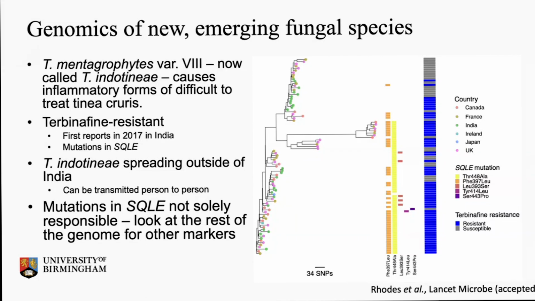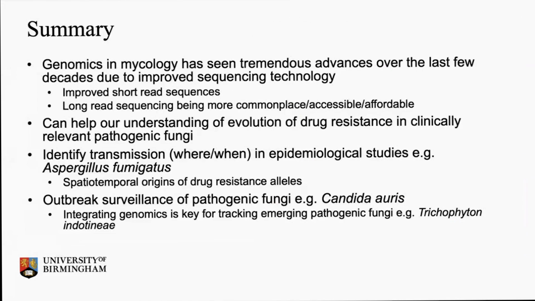But the previously reported mutation, this phenylalanine 397 to leucine amino acid mutation, isn't solely responsible for resistance here. So we need to look at the rest of the genome for other markers. Currently, the GWAS, the genome-wide association studies that we've performed on this, aren't picking up anything else. So we think that it might not be an amino acid mutation that's responsible. It could be a different mechanism that we are not expecting.